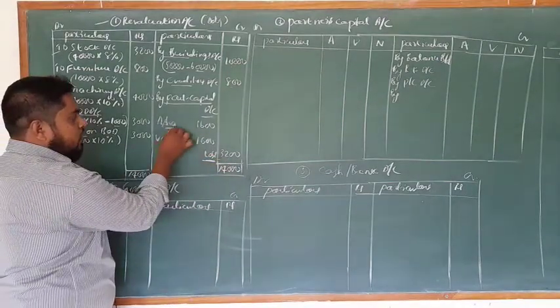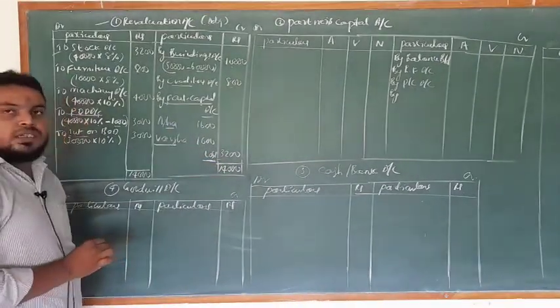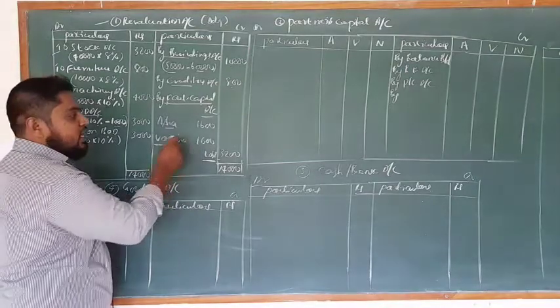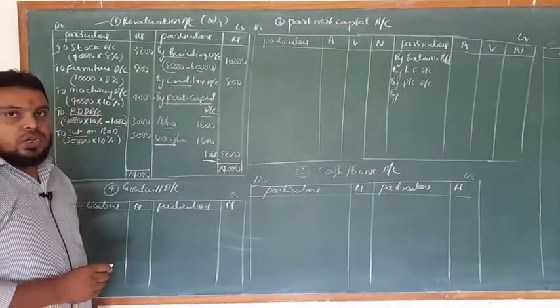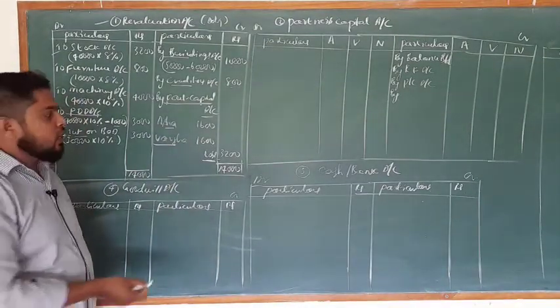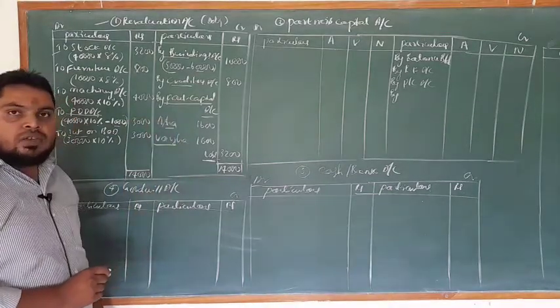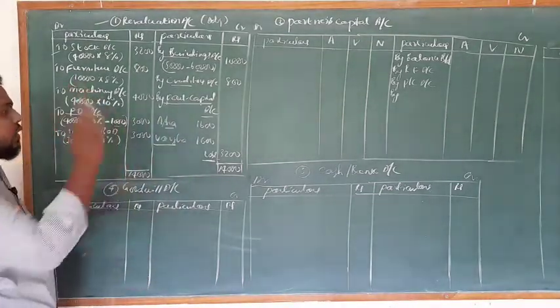So the balance is a loss, 3,200. This loss is transferred to the partners' capital account and should be shared in their old profit sharing ratio. The old profit sharing ratio is not given, so we have distributed it equally among the partners. So this is the first step.